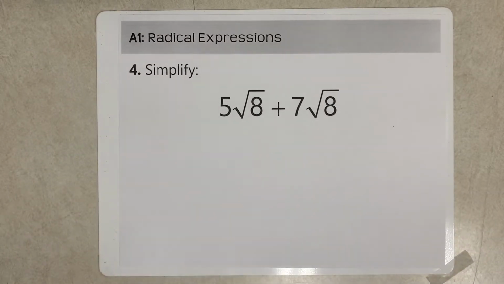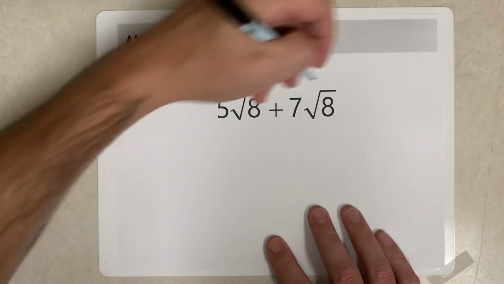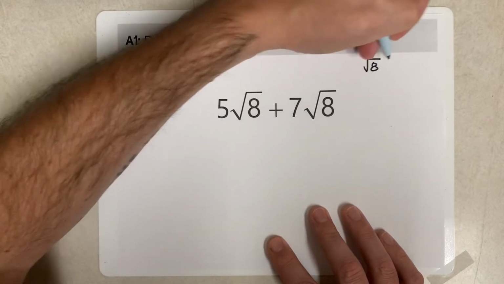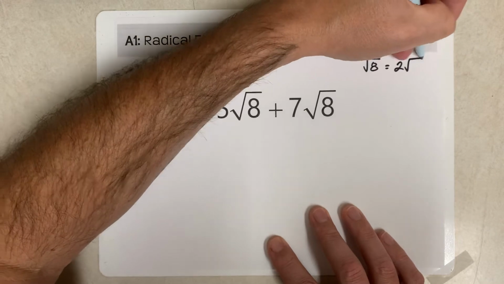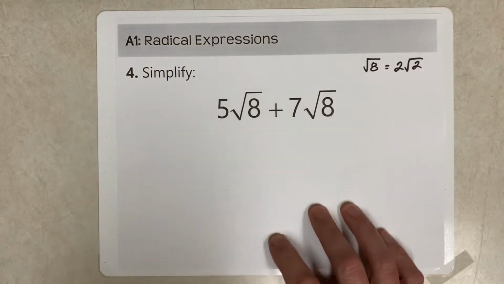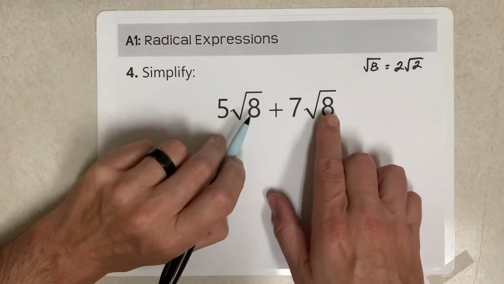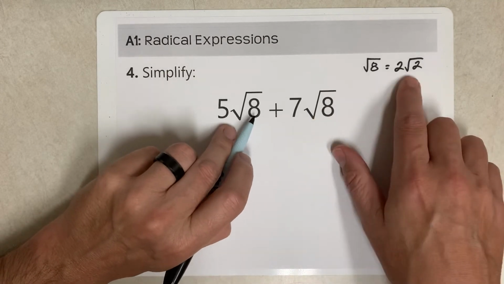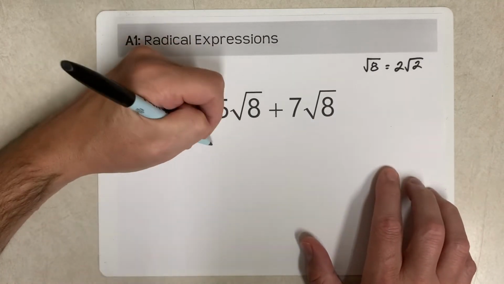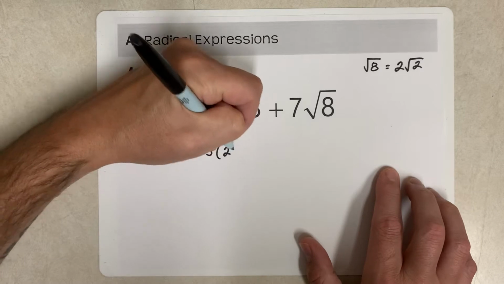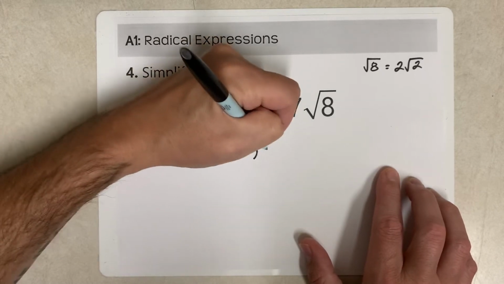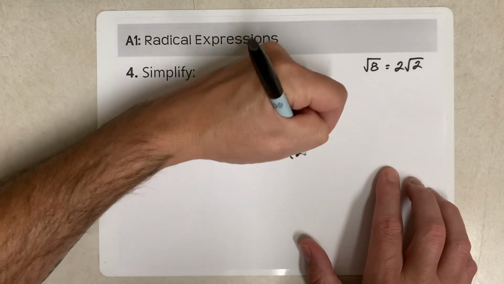Okay, here we have 2 root 8's, but as we've already seen, the square root of 8 is equal to 2 root 2. The more times you see this, the more it's going to stick in your brain. So we have to replace both of these root 8's with the 2 root 2 in parentheses. So I have 5 times 2 root 2, plus 7 times 2 root 2.